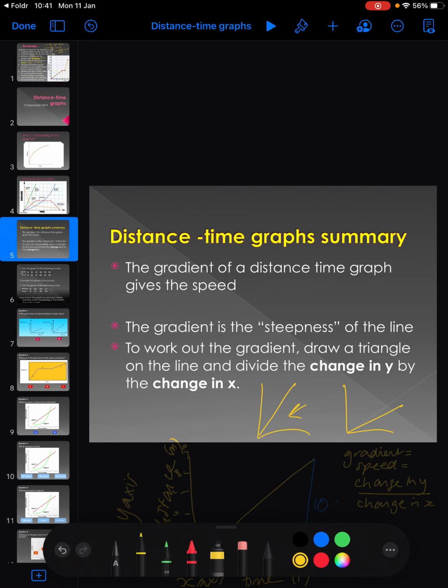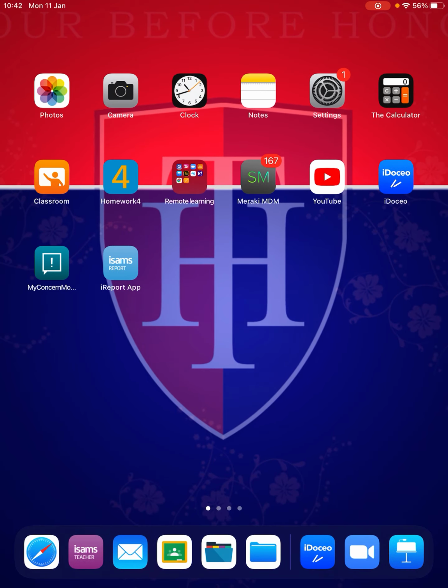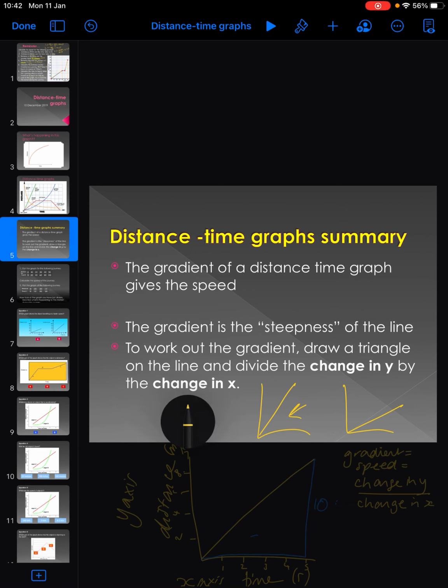So to work out my gradient, I'm going to need to move this, aren't I? Oh, for goodness sake. Sorry, I'm really trying to do this professionally, but it's not working.